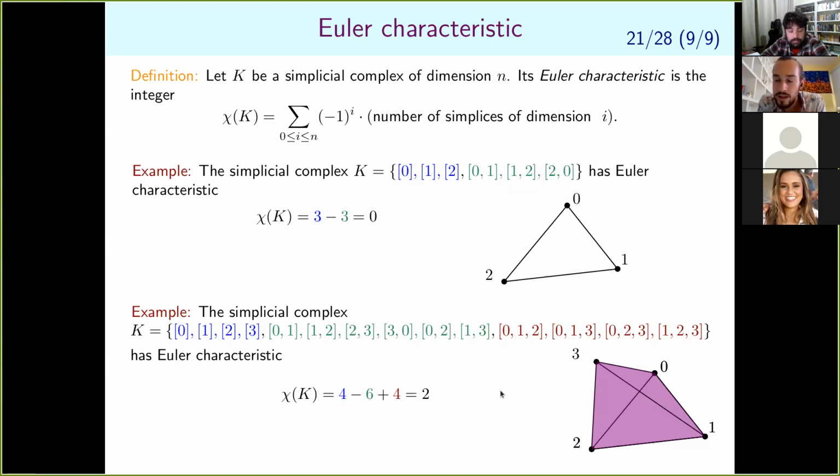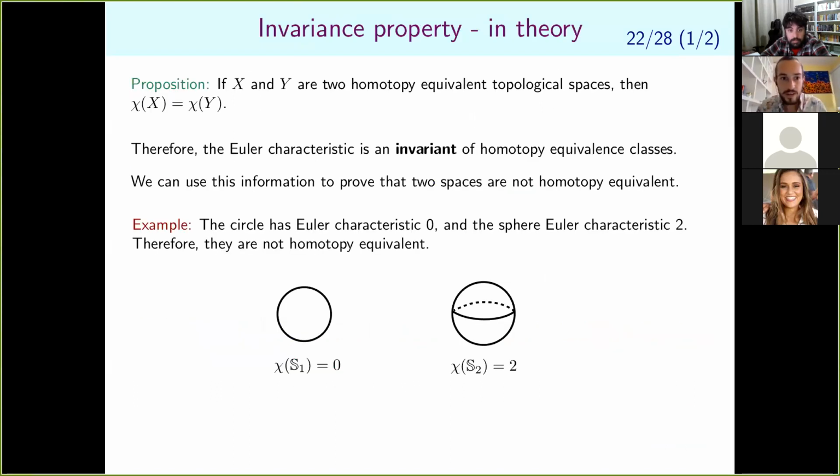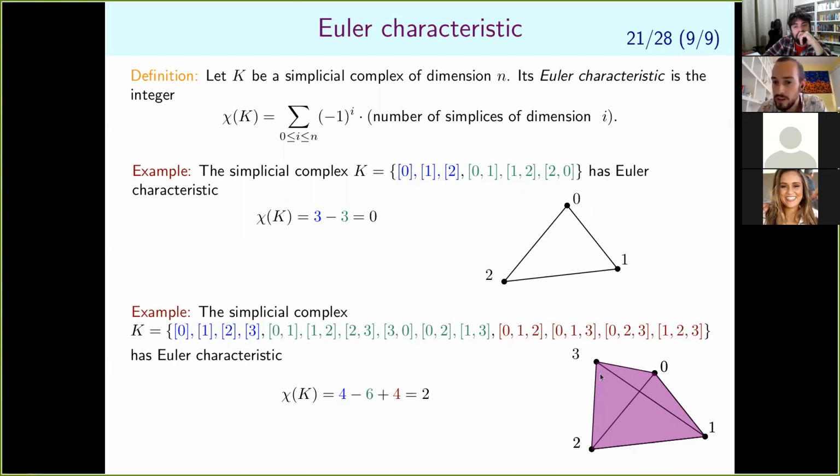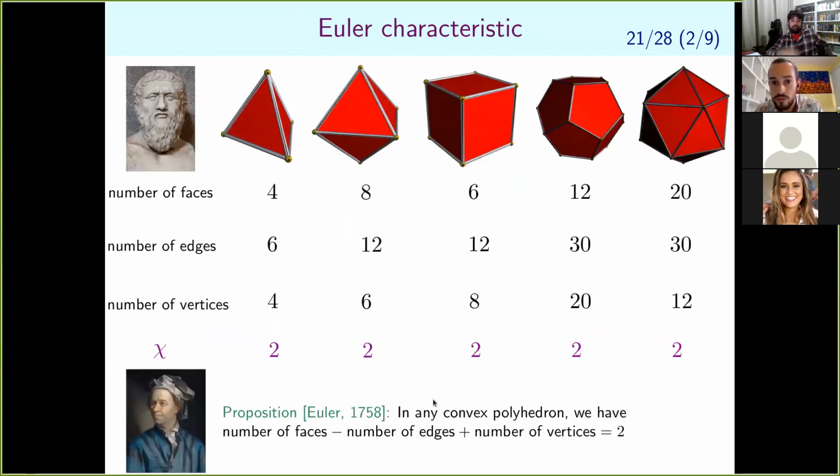All right. And now, I guess you wait for the invariant property. And yes, the Euler characteristic is invariant. If I have 2 homotopy equivalent topological spaces, then they have the same Euler characteristic. By the way, if you look at this, we showed that the sphere has Euler characteristic equal to 2. And of course, this is the number we obtain for this polyhedron because each of these polyhedrons represents a sphere. They are all spheres.